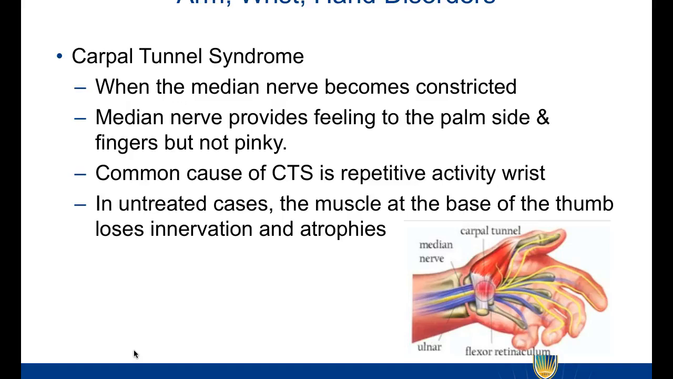As the condition progresses, symptoms may occur during the day and weakness ensues, making it difficult to grasp small objects or perform manual tasks. In untreated cases, the muscle at the base of the thumb loses innervation and atrophies. Right here, the base.